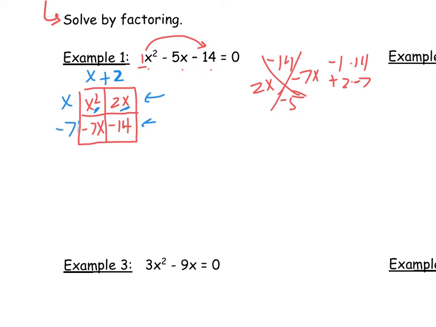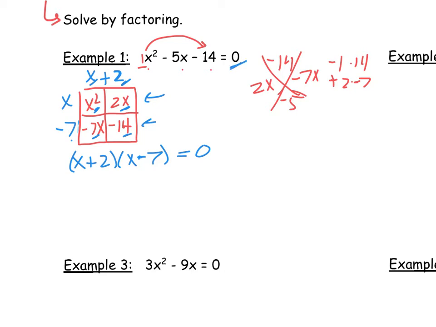Negative 7. And if you look, negative 7 times x is negative 7x, and negative 7 times 2 right here is negative 14. So those are my two factors. So I got x plus 2 and x minus 7. And all of this, don't forget, is equal to 0 up here. I didn't talk about that in the beginning.